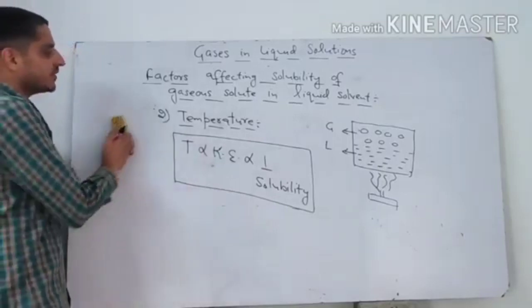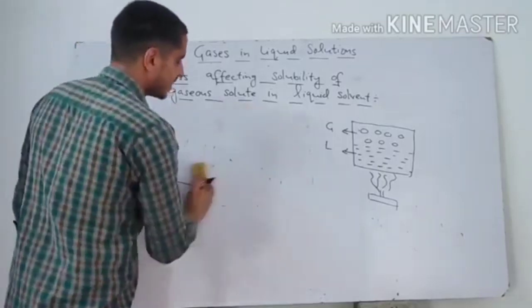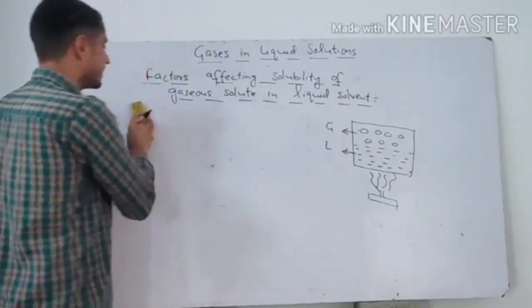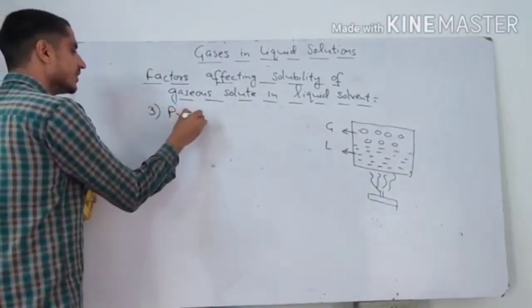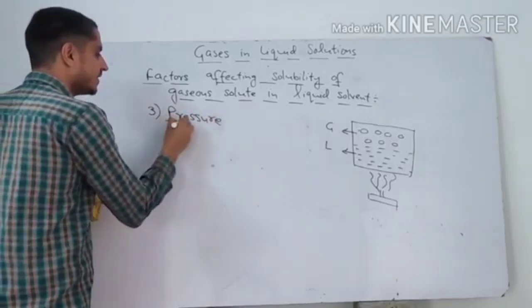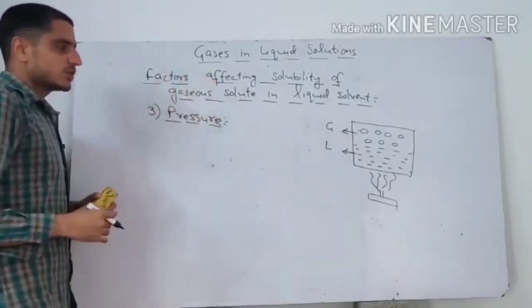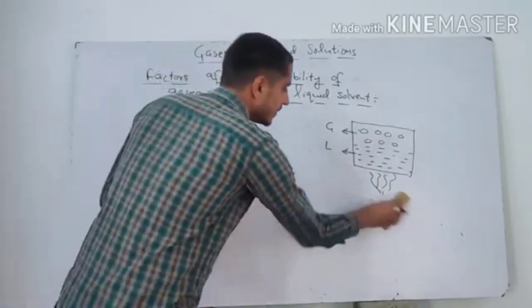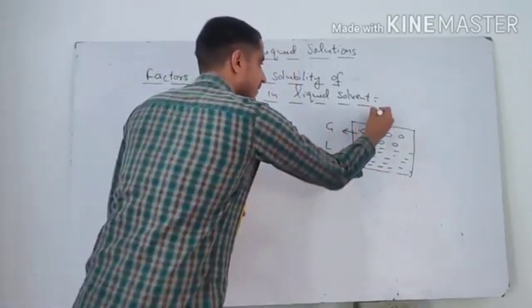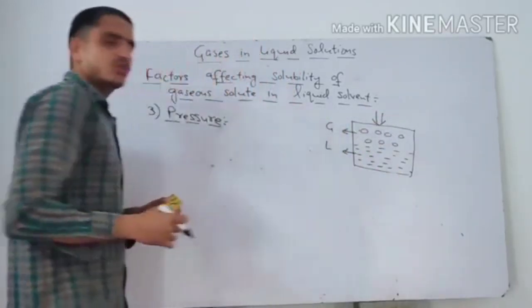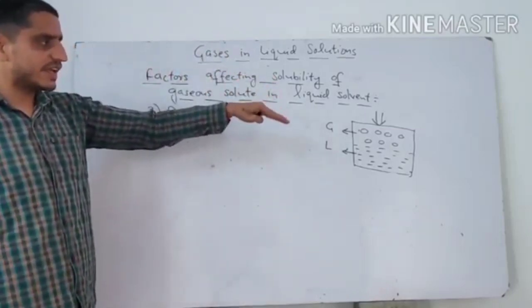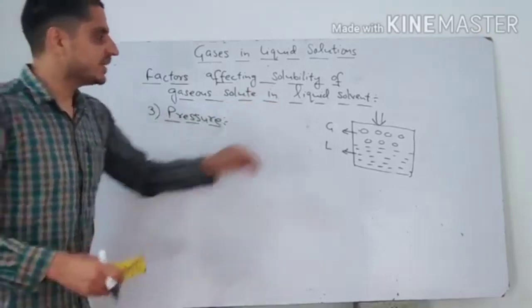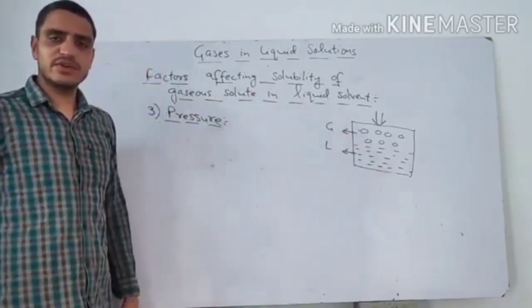Now, the third factor on which the solubility of a gas in liquid depends is pressure. Now it is the case we are studying for pressure. Suppose you apply more pressure on the gaseous molecules. If the pressure on the gaseous molecules is increased, then they will go down in the liquid solvent.